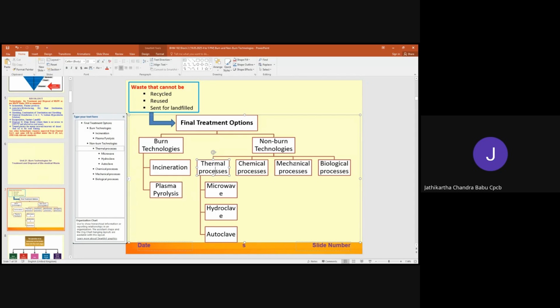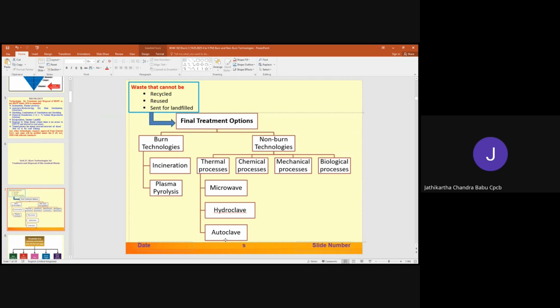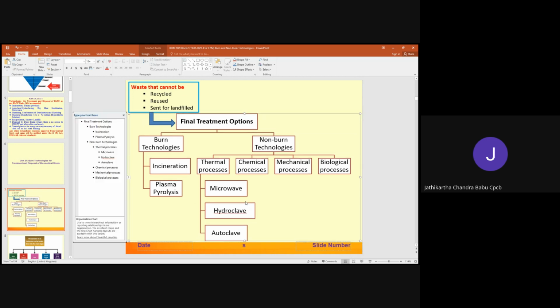In case of thermal processes, we have technologies like microwave, hydroclave, and similarly autoclave. Autoclave and hydroclave are one and the same, where the mode of treatment is the same, using steam, whereas in microwave we use microwave energy as the mode of treatment.